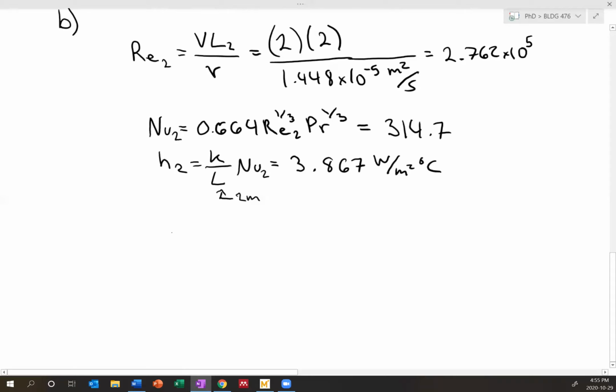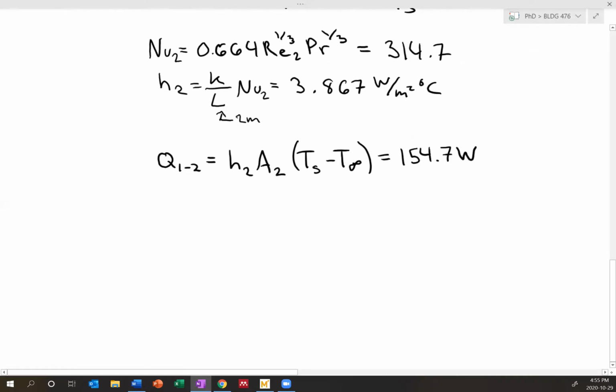And then using that, we can find our Q. This is across our first two plates. H, that h2 we found, the area of the two plates, which is 2 meters wide. Ts minus T infinity stays the same for all of them. Okay, now we need to do the whole process. We're going to find Q1 to 3, and then we're going to subtract the Q1 to 2 to find just our Q3, which is what we're looking for.